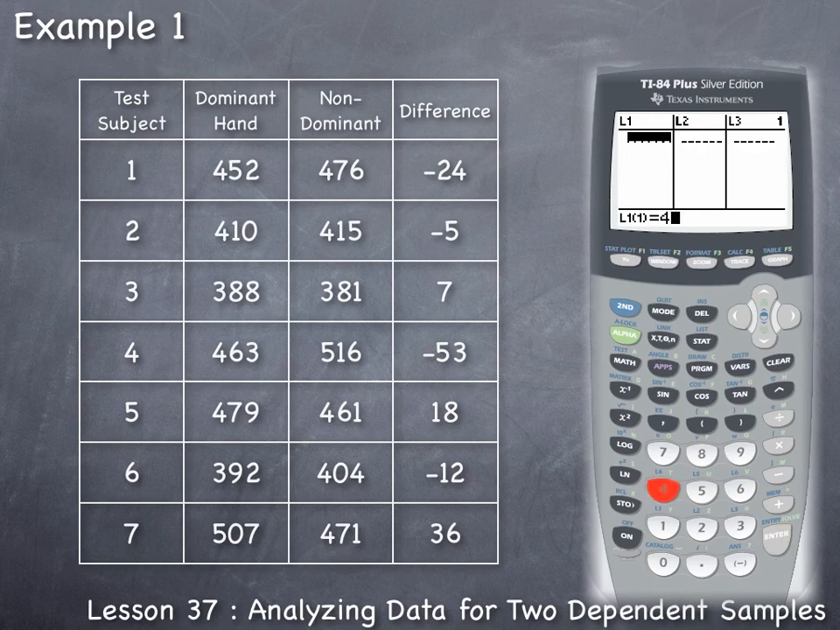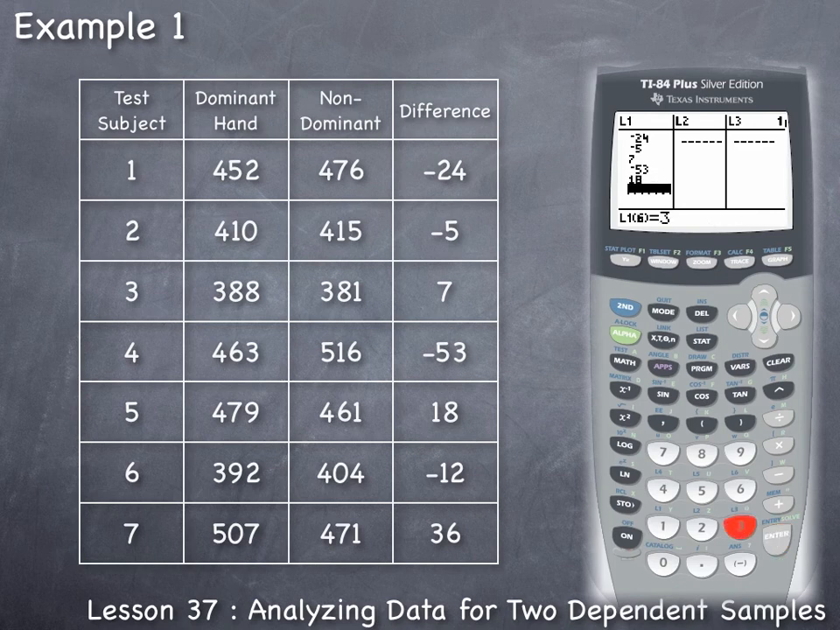Now in list 1, I could enter in the differences by typing in the 452 and subtracting the 476. Enter. The second subject, difference was 410, subtract 415. Enter. 388, subtract 381. Enter. 463, subtract 516. Enter. 479, subtract 461. Enter.